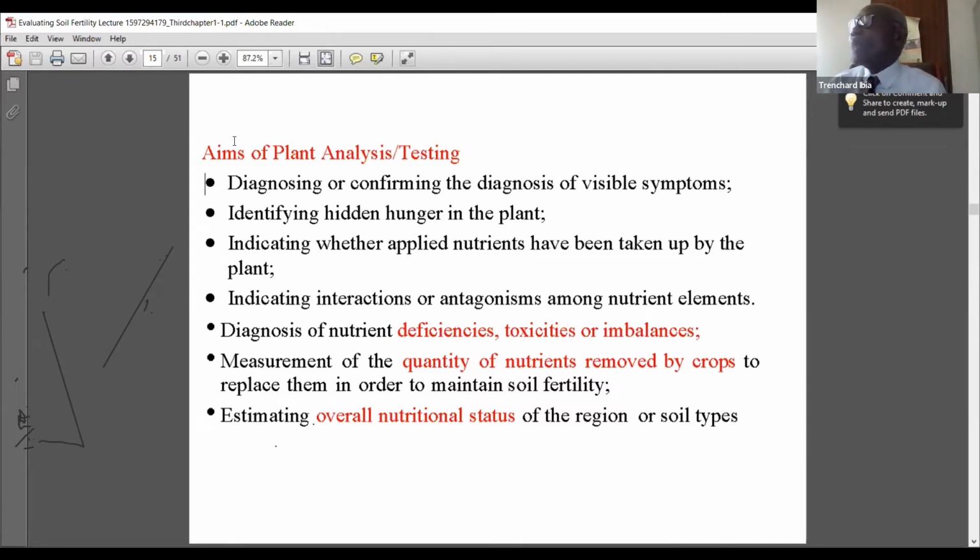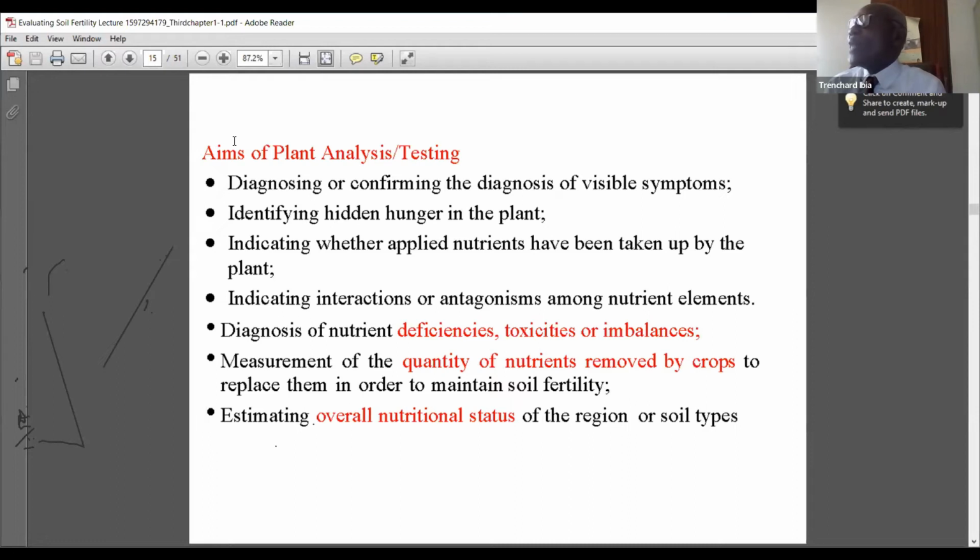Identifying hidden hunger in plants. There can be nutrients in the soil, but the plants suffer from hunger. It's called hidden hunger. The plant may just have some physiological challenge, and it cannot take up the nutrients. So you don't need to continue to add nutrients, except you're able to identify the problem that may be physiological.